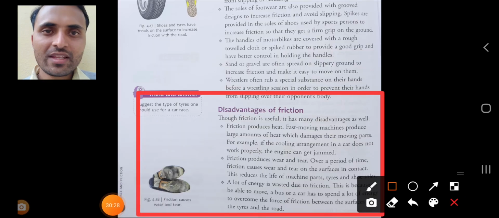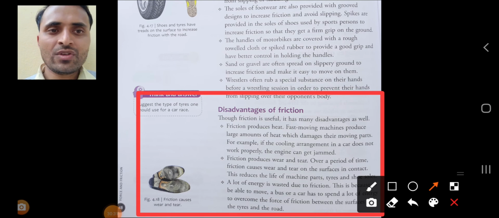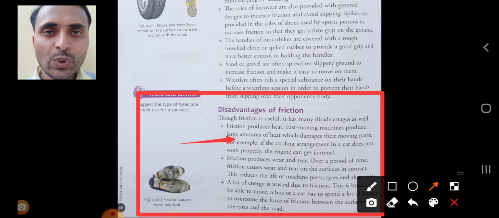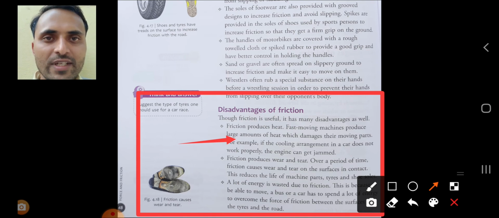Now see some disadvantages of friction. See the first point. Friction produces heat. Fast moving cars have more contact between the ground surface and their wheels, so there is maximum friction. Due to maximum friction, maximum pressure and maximum temperature develop, and maximum heat energy is also developed. Due to the heat energy, there is a chance of bursting or explosion. There is also a chance of wearing and tearing of the material.